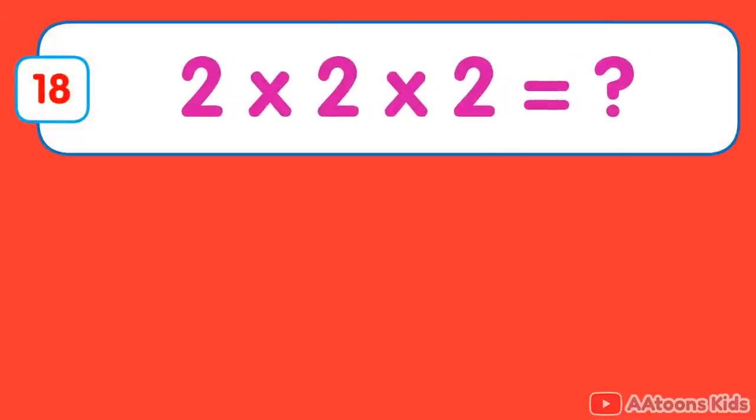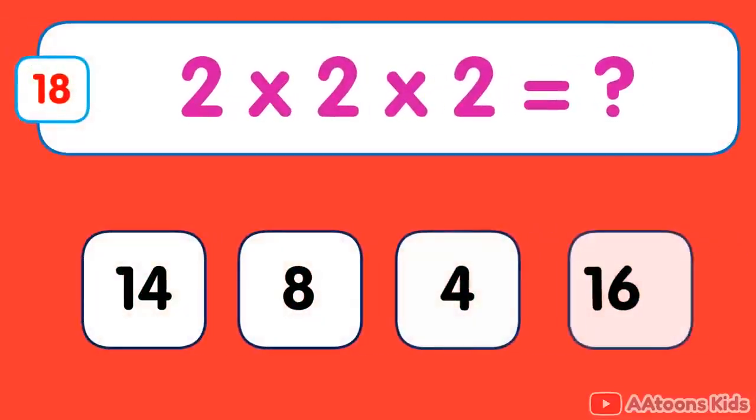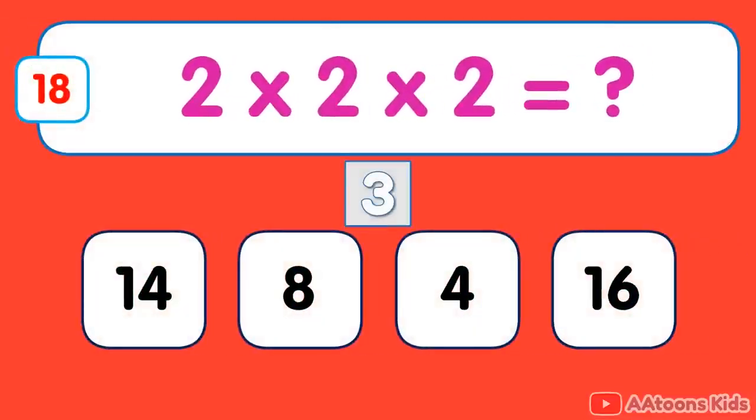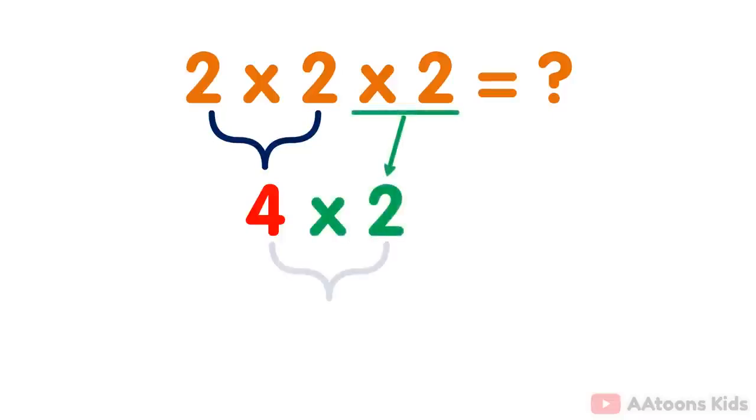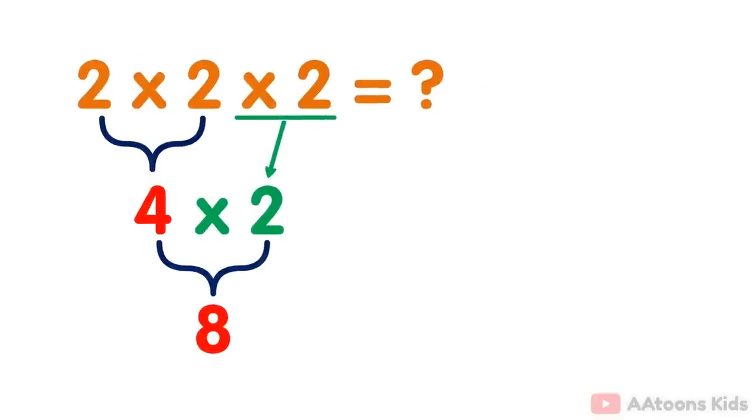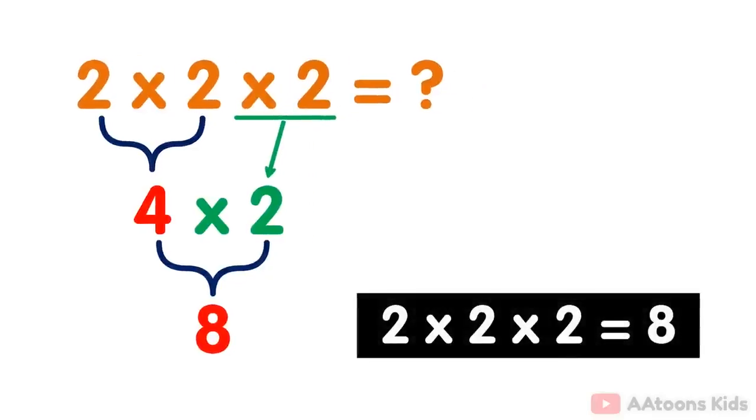2 multiplied by 2 multiplied by 2. 8. Simply multiply the numbers 2 and 2, which equals 4. Then you multiply the result 4 by 2. You will get 8. Therefore, the answer to 2 multiplied by 2 multiplied by 2 is 8.